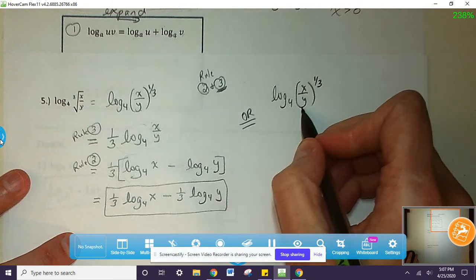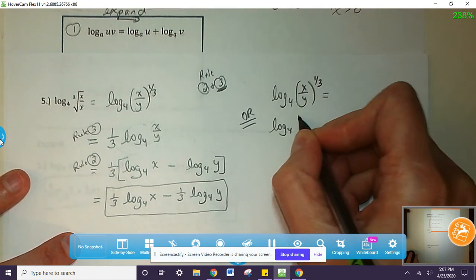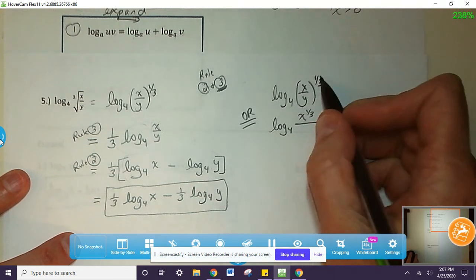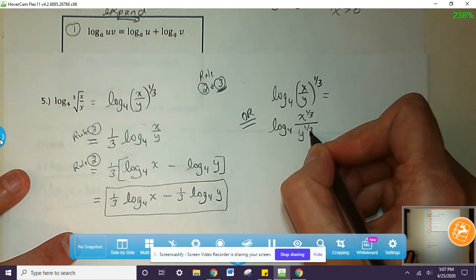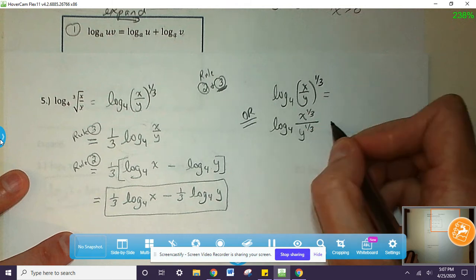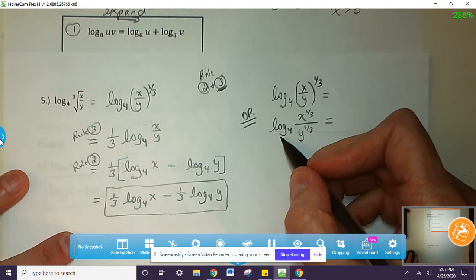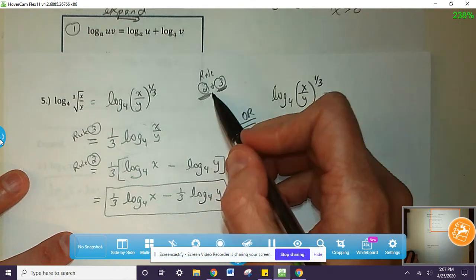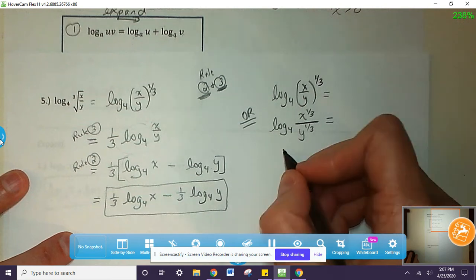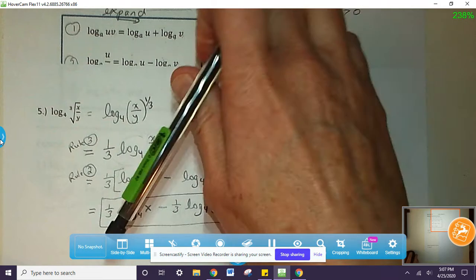Another way to do this is to use a property of exponents first. So for anyone who looked at this and said, hey, can't I make this x to the 1/3 over y to the 1/3? Yes, you can. It's correct. That's a property of exponents that we know since Algebra 1. And what we can do now is apply rule 2 first instead of rule 3, because now we can take care of this division first. So take a peek at rule 2. We're going to do rule 2 right now.